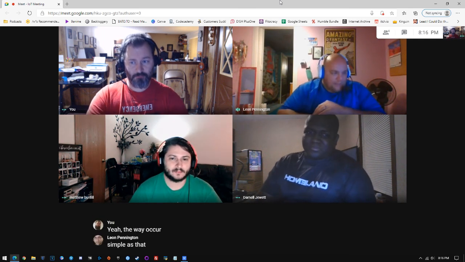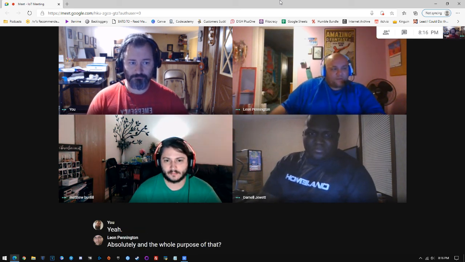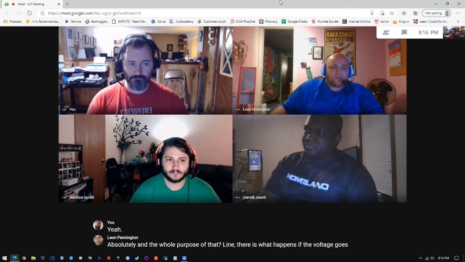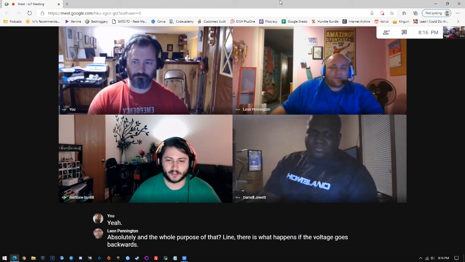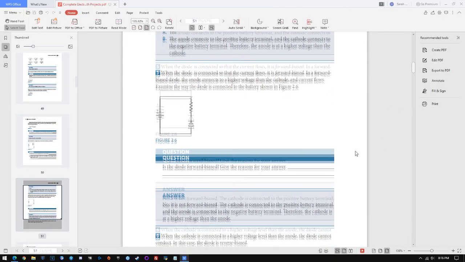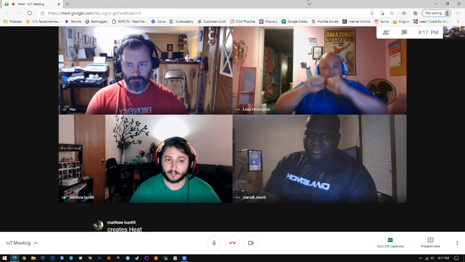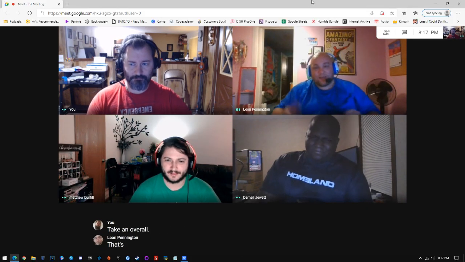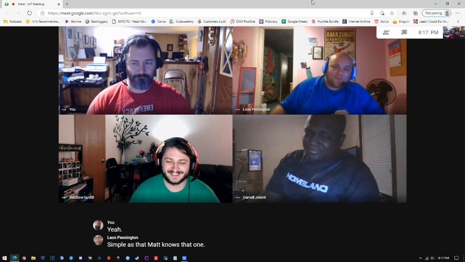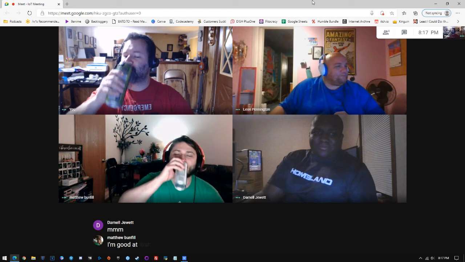And the whole purpose of that line there is what happens if the voltage goes backwards. It just doesn't go, right? Well, it doesn't go, but it also does something else to the device. It creates heat and can overload it. Potentially it can blow it. Simple as that. Matt knows that one quite well.